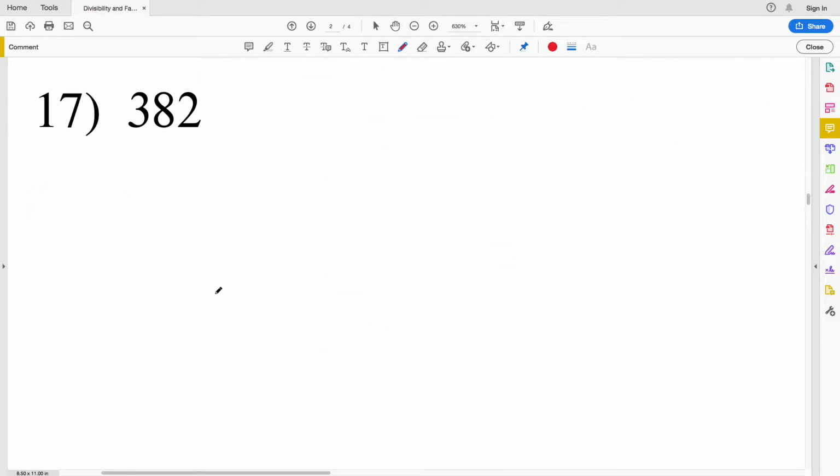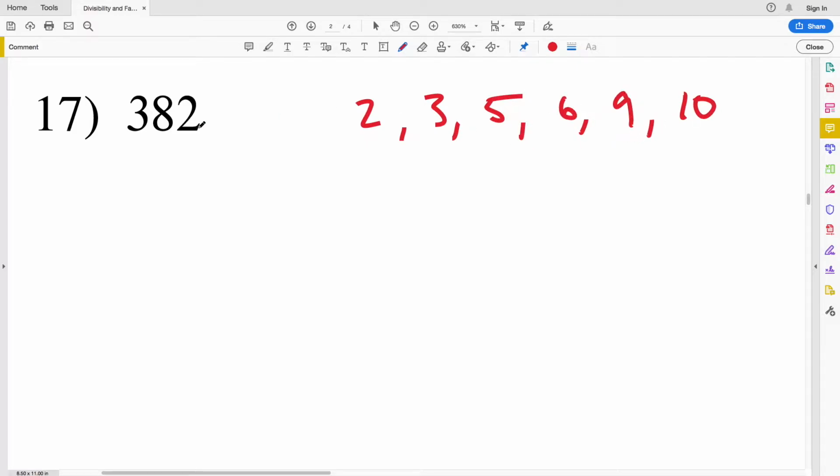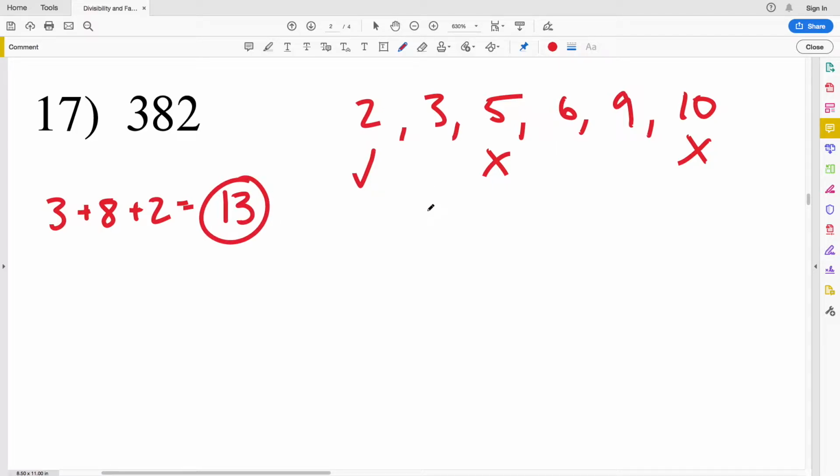In number 17, we have the number 382. It doesn't end in 0 and it doesn't end in 5, so it's not divisible by 5 or 10. It does, however, end in 2, so it's divisible by 2. Now, we need to check if it's divisible by 3. 3 plus 8 plus 2, 3 plus 8 is 11, and 11 plus 2 is 13. 13 is unfortunately not divisible by 3, and because it's not divisible by 3, it cannot be divisible by 6.